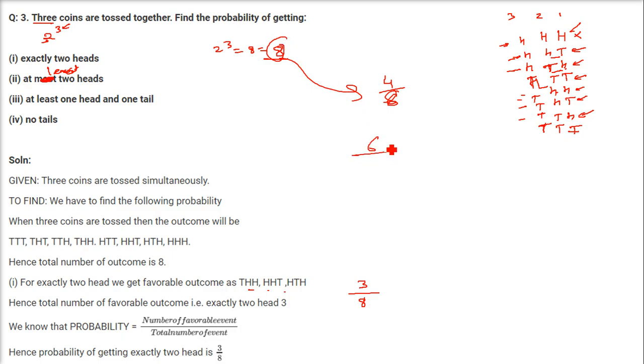So 6 is the total favorable cases and 8 is the total number of cases. That is, this is the number of favorable events and these are the total number of events. So 6 by 8 will be the answer. So 3 by 4 for this one.